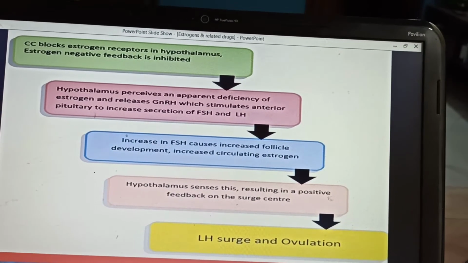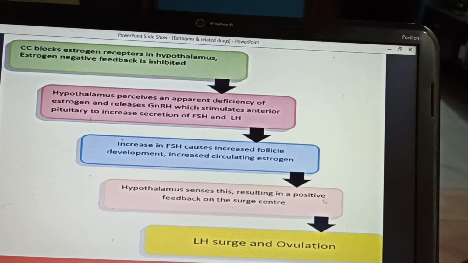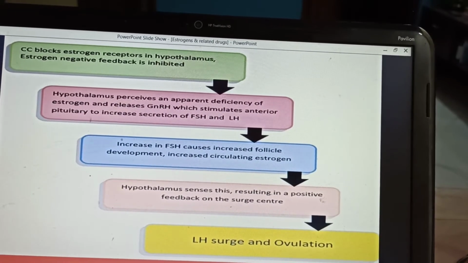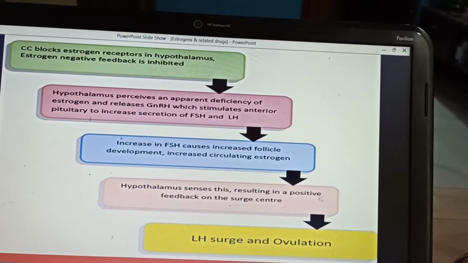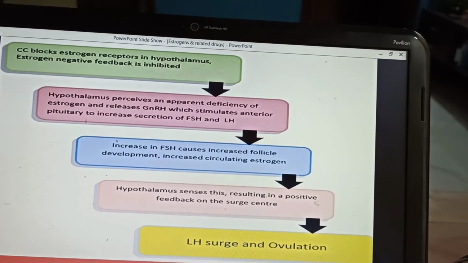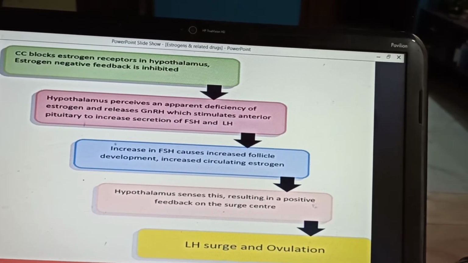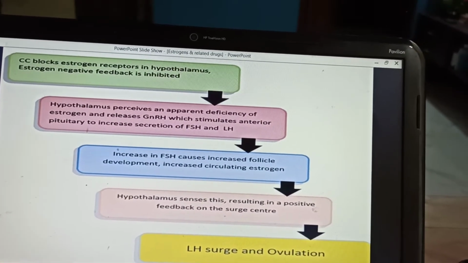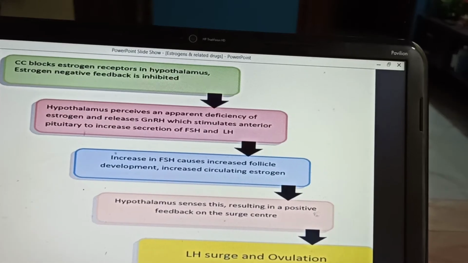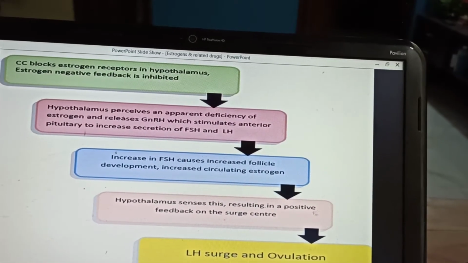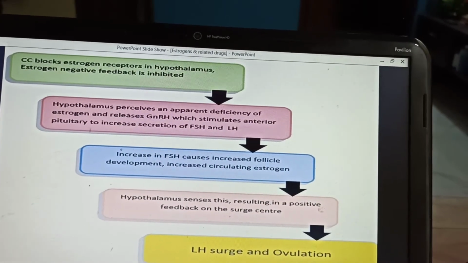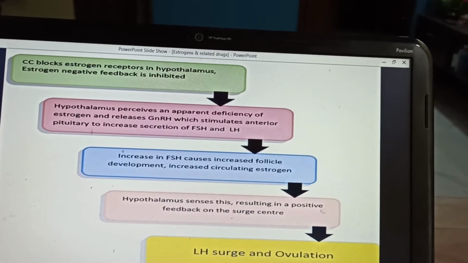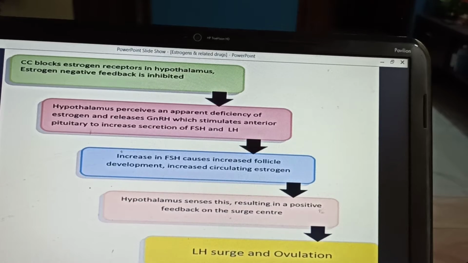So in deficiency what will happen? There will be increased release of the GnRH, which will act on the anterior pituitary to release more FSH and LH. Increase in FSH causes increased follicle development and increased release of the estrogen. Hypothalamus senses this and results in positive feedback on the surge center. Which surge center? LH surge center. So the positive feedback mechanism of the estrogen, or a high level of estrogen, is required for the LH surge.